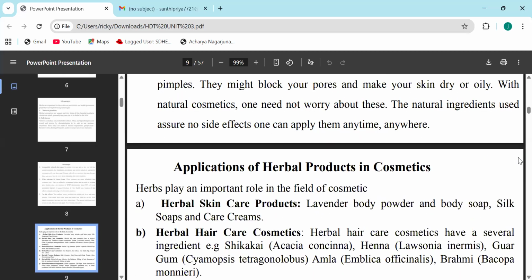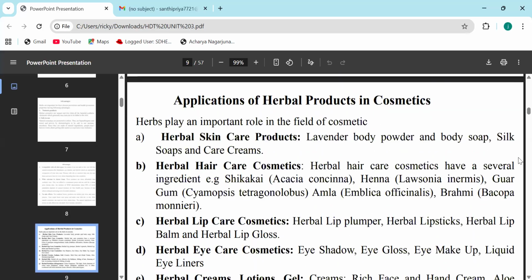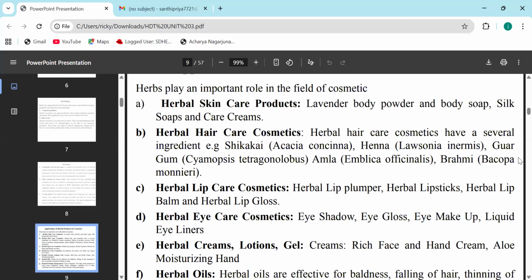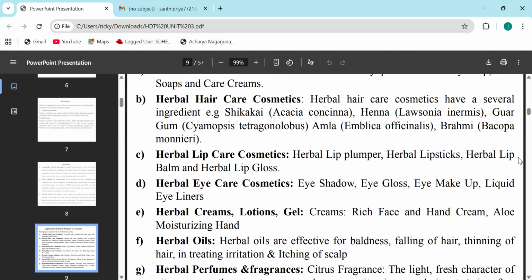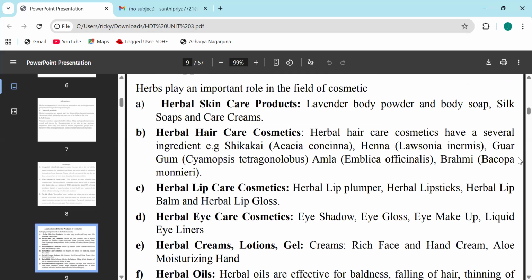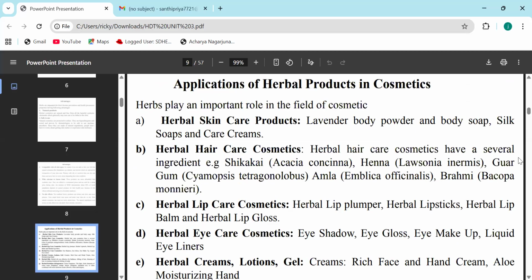And next one, applications of herbal products in cosmetics. Herbs play many important roles in the field of cosmetics. First is herbal skin care products, second is hair care cosmetics, then herbal lip care cosmetics, herbal eye care cosmetics, herbal creams, lotions and gels, herbal oils, and herbal perfumes and fragrances. First, herbal skin care products: lavender body powder, body soap, silk soaps and care creams. So these are the herbal skincare products, etc.